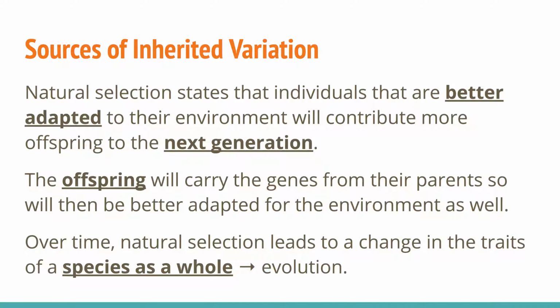So, we talked in the last video about natural selection, where it states that individuals that are better adapted to their environment will contribute more offspring to the next generation. So the offspring will carry the genes from their parents, so will then be better adapted for the environment as well. Over time, natural selection leads to a change in those traits of a species as a whole. When those traits become so much that the whole species now has that trait, that's what we call evolution.